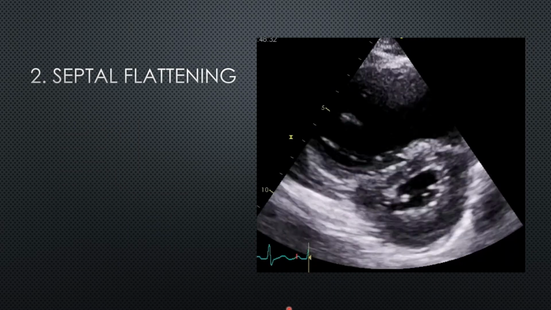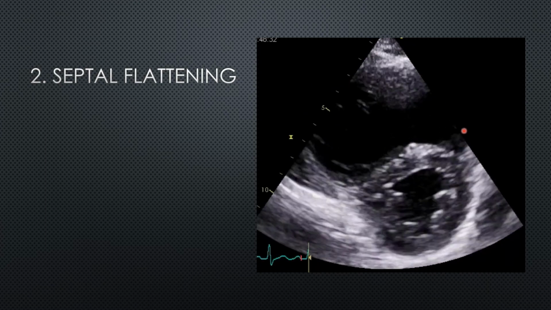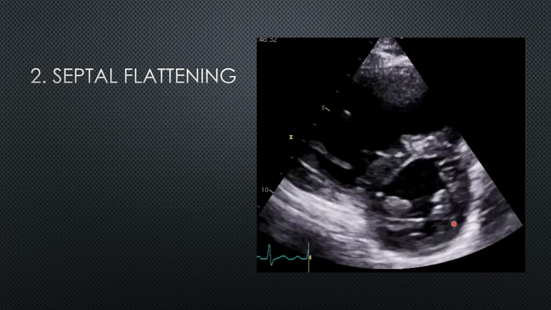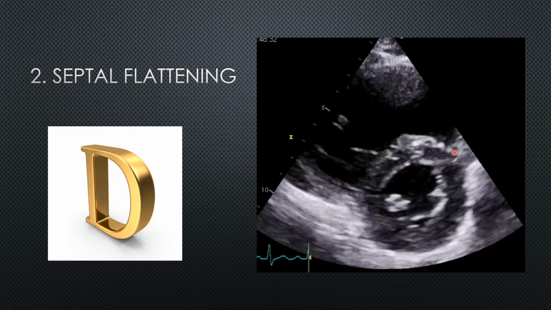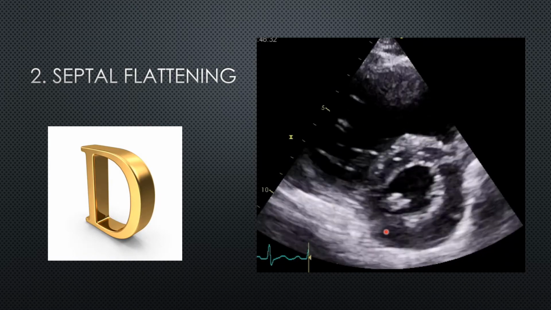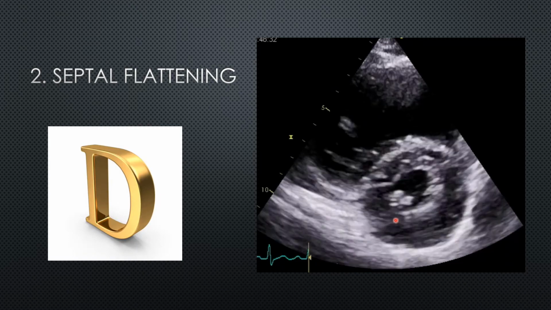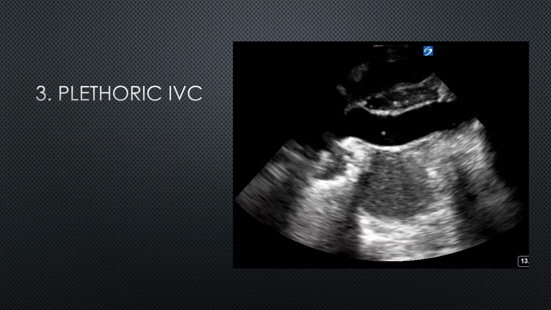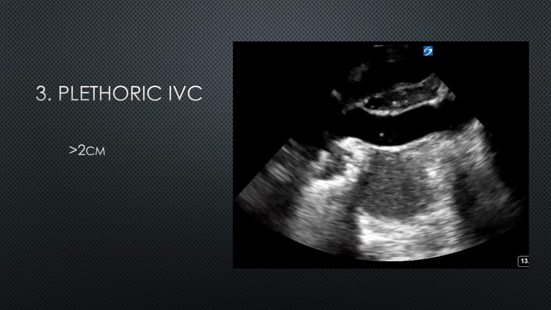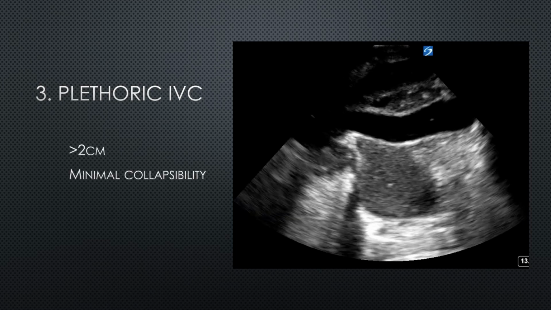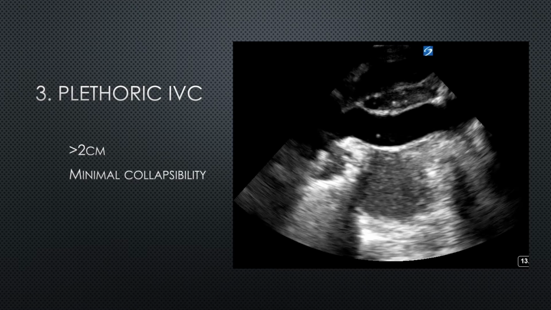Here's another parasternal short axis, but this time that croissant is really bulging and pushing down on this LV. So instead of a nice round donut, the septum here is being flattened. So you can call this the D sign because the LV looks like the letter D rather than the letter O. And here is an example of a plethoric IVC. So the IVC is more than 2 centimeters in diameter and there's minimal respiratory variation or collapsibility.